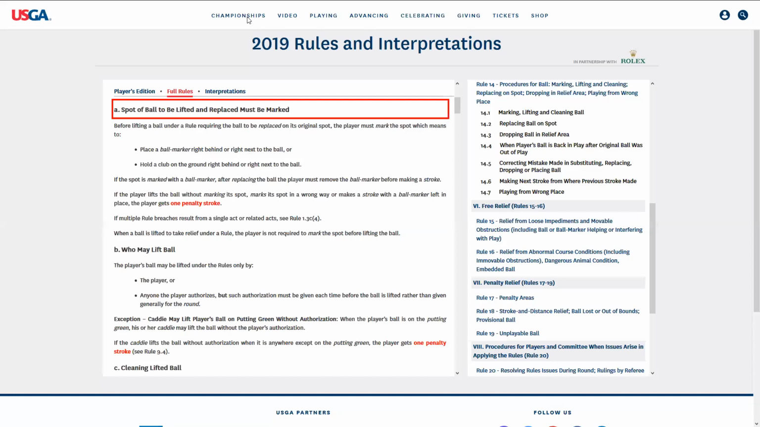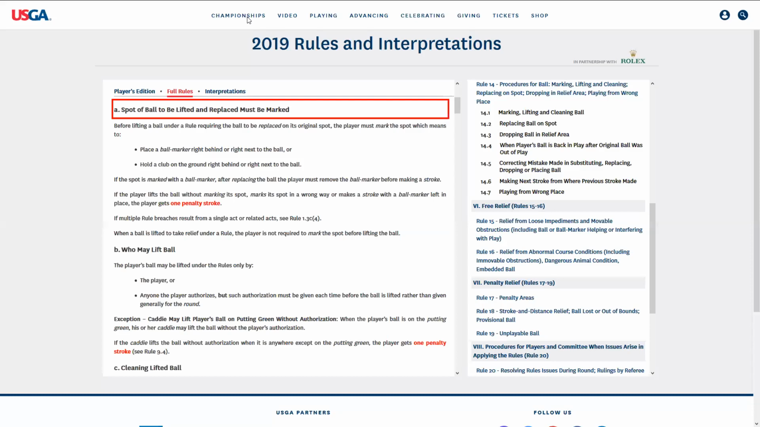Generally speaking, one-stroke penalties are for procedural errors. The two-stroke penalties are for playing from the wrong place. And we're going to see this time and time again throughout these rules. This has happened where somebody marks his ball next to the ball, then when he replaces the ball, he puts the ball in front of the marker. That would be putting from a wrong place.